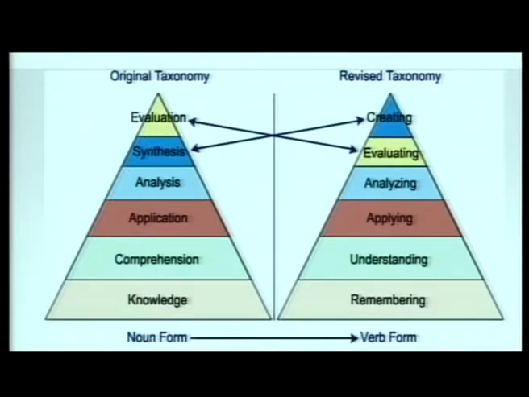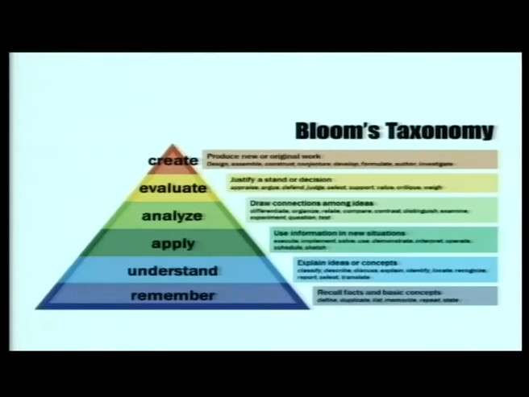As you will see, the earlier original taxonomy was expressed in noun form: knowledge, comprehension, application, and so on and so forth. And the revised taxonomy was expressed in verbal form, recognizing the process of doing things: remembering, understanding, applying, analyzing, and evaluating, which combines both synthesis and evaluation. And synthesis, of course, becomes creating, which is the last stage of the revised taxonomy.